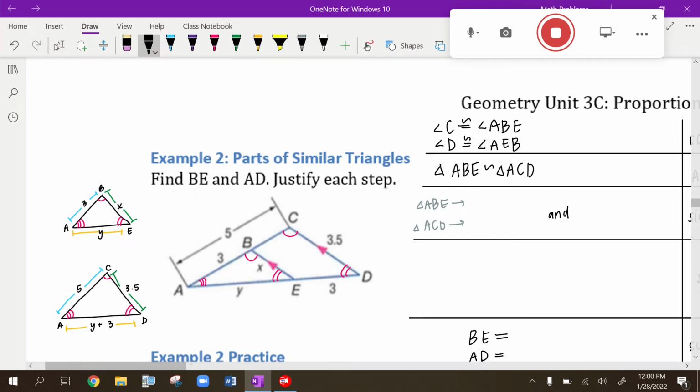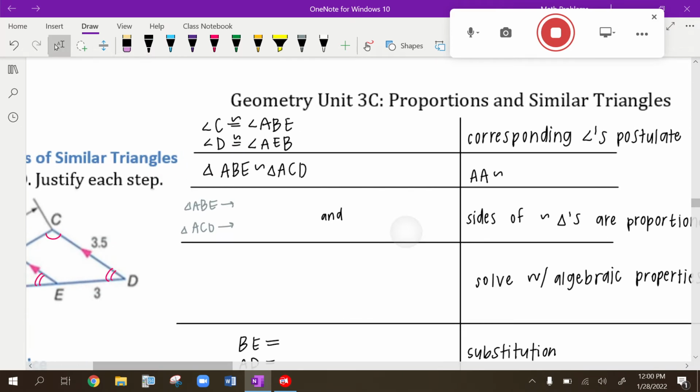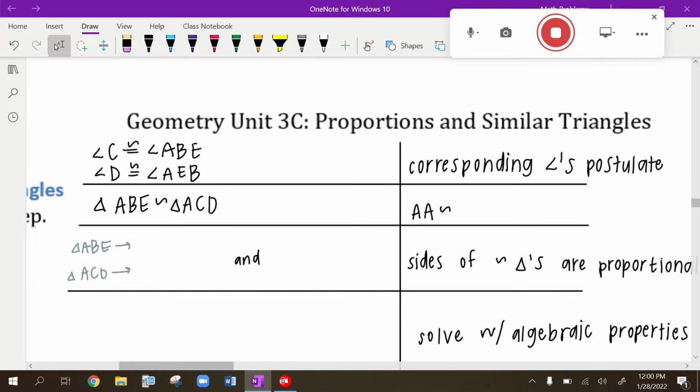Now, since I have to justify each step, first, this one didn't tell me that the triangles were similar or not, so you better show that the triangles are similar first. First, I wrote down the two angles that I know are corresponding angles. Remember, you could have also said that angle A is congruent to angle A if you wanted, but you only need two pairs of angles to show it's similar. Then I wrote my similarity statement.